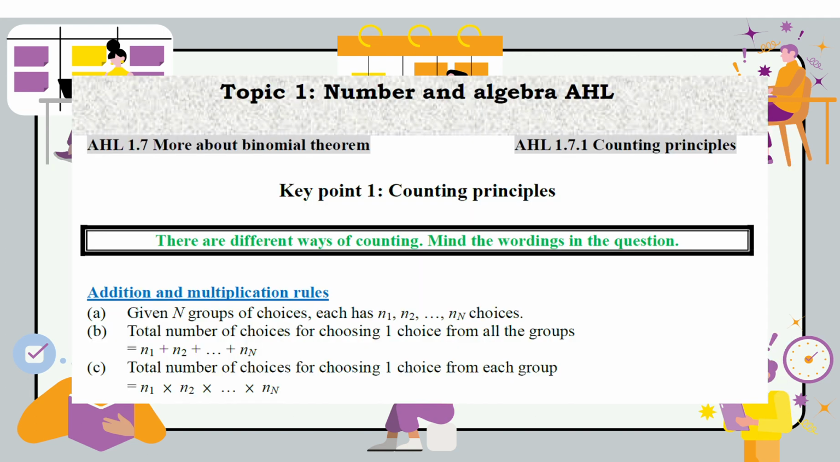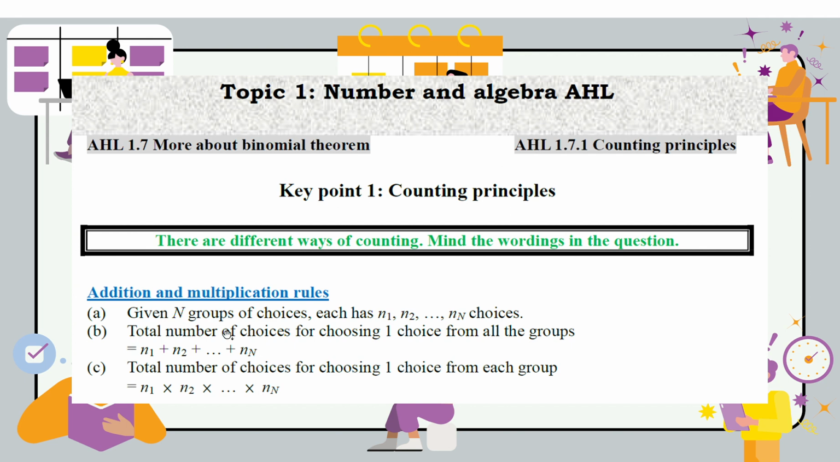And 1.7 is about probability stuff, like the counting principle. There is an extra thing called the counting principle. There are different ways of doing counting. When you look at the question, be careful of the wording in the question. For example, addition and multiplication rules. So we use the addition rule or the multiplication rule. Look at the question clearly.